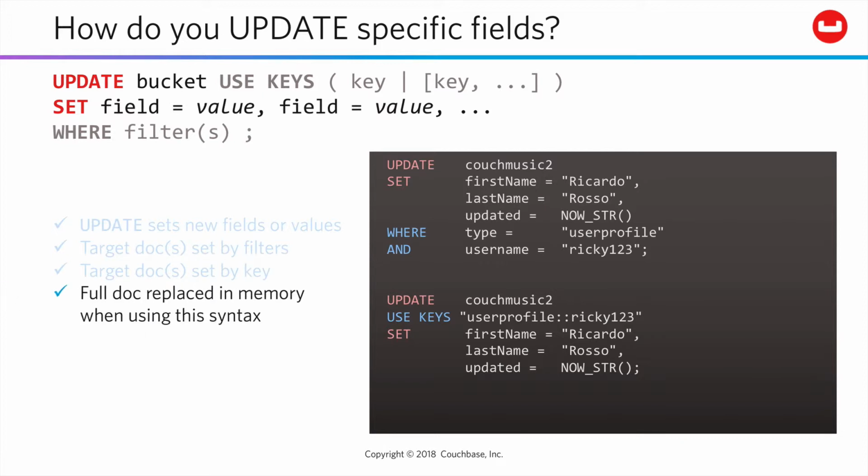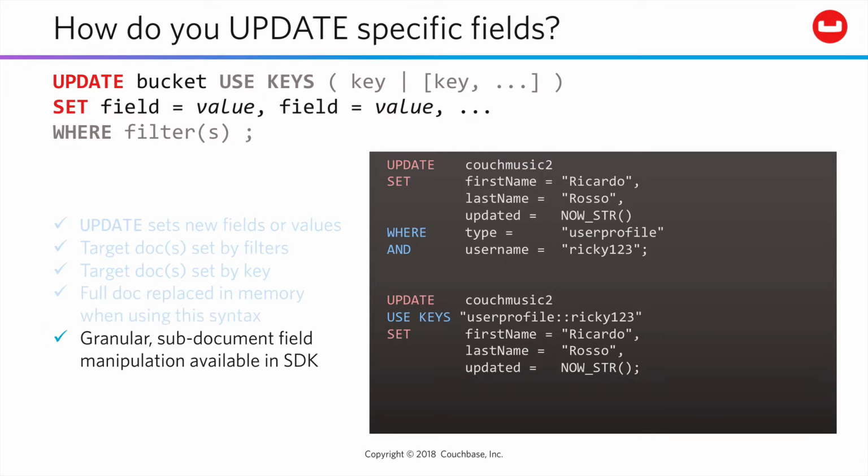Architecturally, it's worth knowing that the full document is replaced with the changes you specify. If you explicitly want to change only portions of an existing document, generally to avoid passing large documents across the network for small incremental changes, we provide sub-document manipulation features in our SDK, though these would be performed via API call, not using NQL.